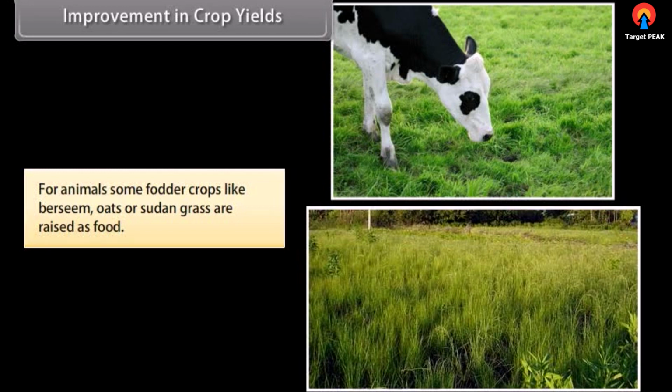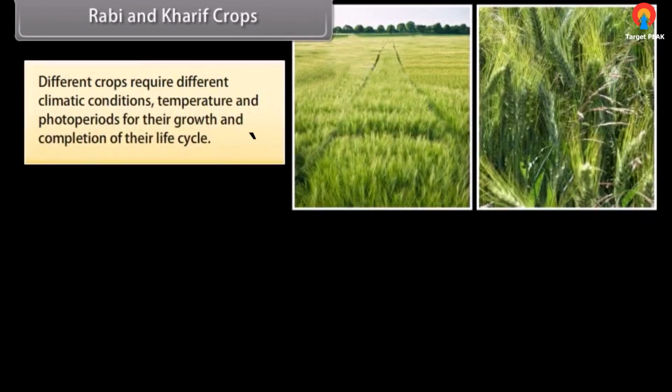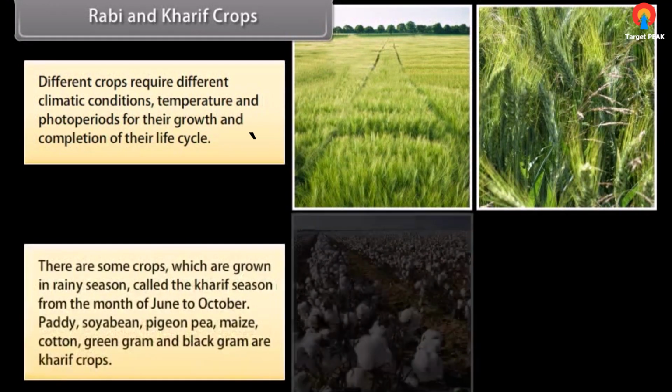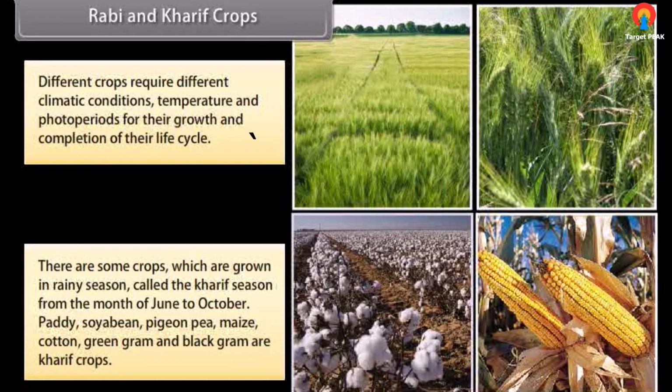Rabi and Kharif crops. Do you know that different crops require different climatic conditions, temperature, and photoperiods for their growth and completion of their life cycle? We have already studied that growth of plants and flowering are dependent on sunlight. There are some crops which are grown in rainy season called the Kharif season from the month of June to October. Paddy, soybean, pigeon pea, maize, cotton, green gram, and black gram are Kharif crops.